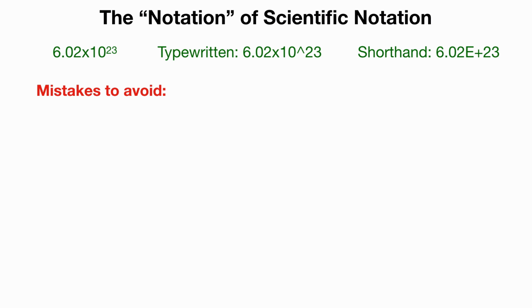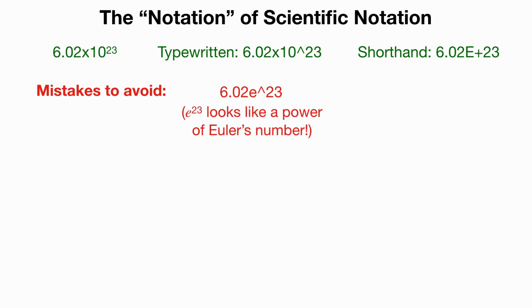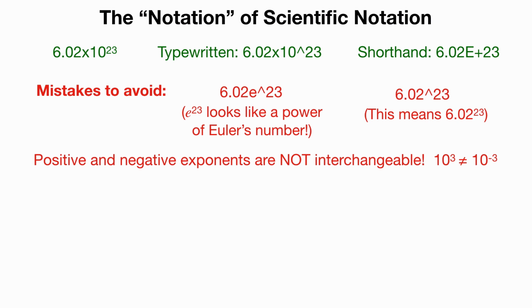Now there are a couple of mistakes that you can make with this. One is to mix and match these two notations, so E and then the caret and then the 23. That looks like you're raising Euler's number to the 23rd power. Or what if you forget the E and use a caret instead? That means 6.02 raised to the 23rd power. That is not scientific notation. We are not multiplying that by 10 to the 23rd. Also, positive and negative exponents are not interchangeable. The reason I'm covering these is because you will see them later in our presentation with Quantum Eraser.